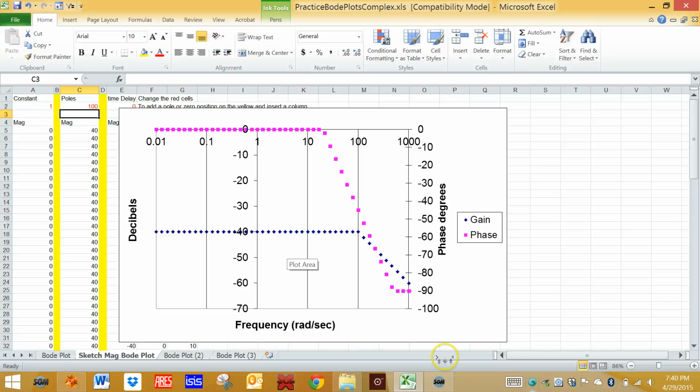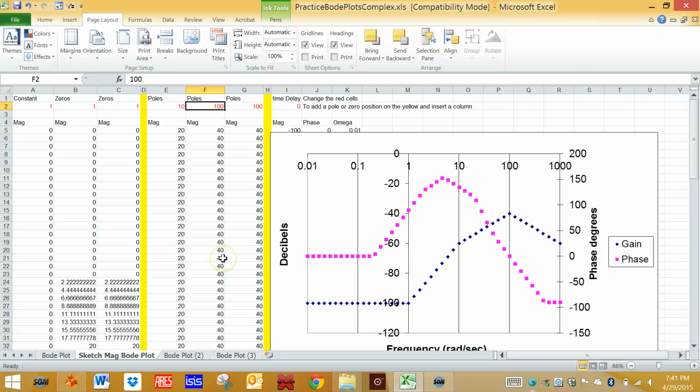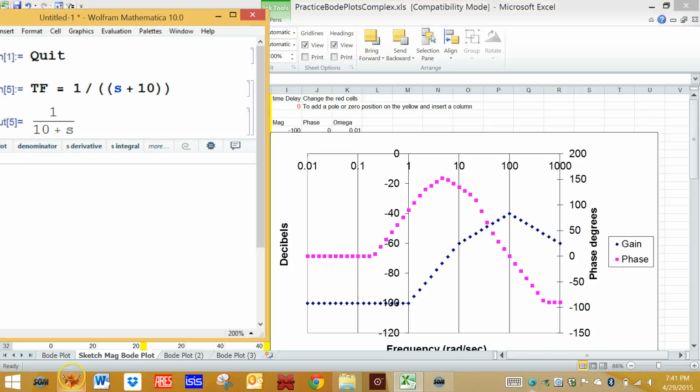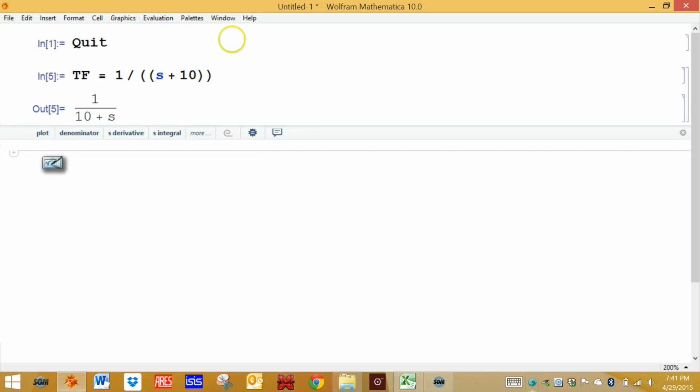Okay, let me pause for a moment. What I did during that pause is I closed the file without saving it, and I reopened it because I want to now show what happens with zeros and poles, numerator terms and denominator terms. We'll start off with something more complex. Let me open up the Mathematica and type in what the transfer function is for this particular case.